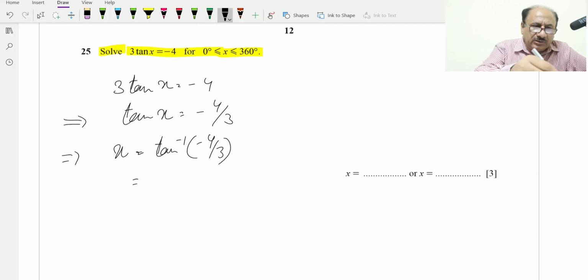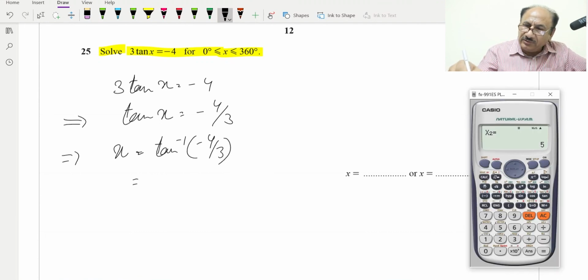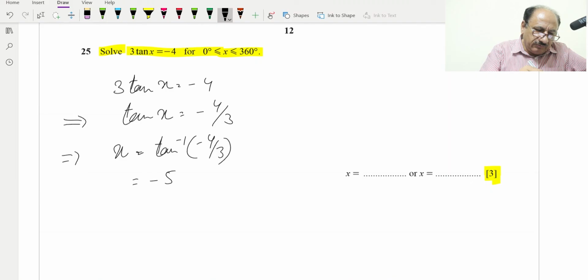This is basically a 3-mark question. It is very easy. So we can find tan inverse: mode 1, shift tan of minus 4 over 3, close the bracket, and this is equal to minus 53.13. Now this will be the angle.